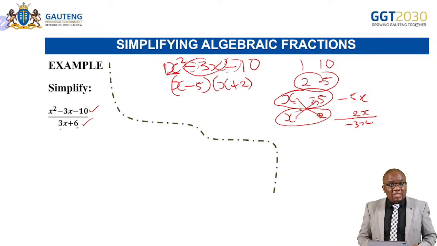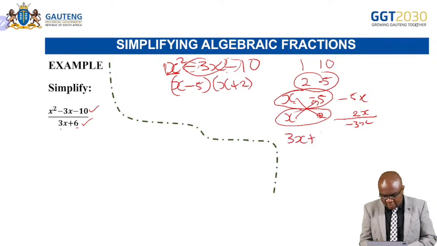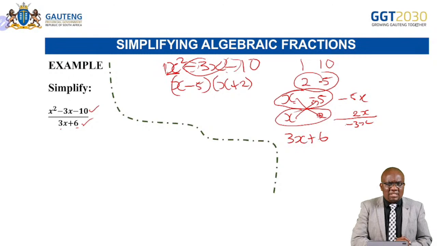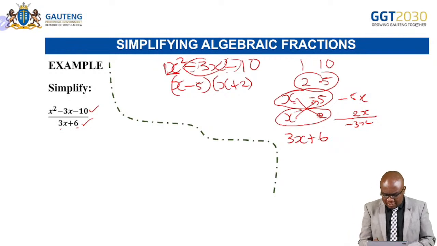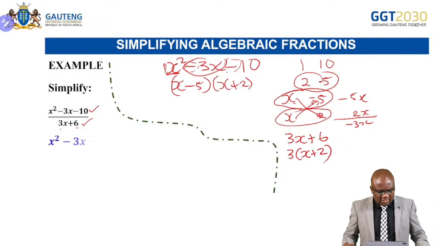Let's go to the denominator. What is it? 3x plus 6. Let's factorize that. How many people managed to factorize that? What is the highest common factor? 3. Factor out 3. Then you say 3, then x plus 2. You see that? So let's put our things that we have done here.